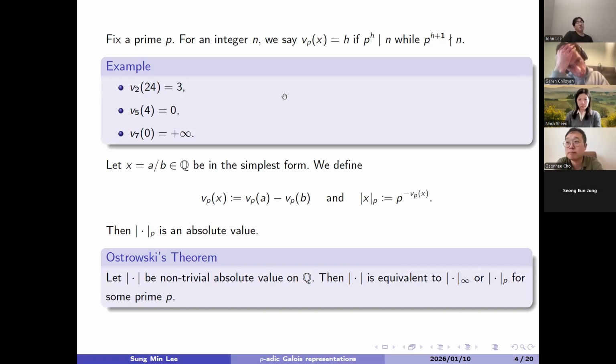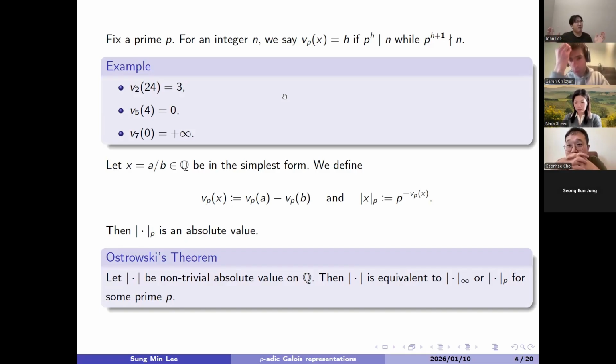For 0, we just define it to be positive infinity. Just naively thinking, 7 divides 0, 49 divides 0, any power of 7 divides 0, because 0 can be written as 7 to the n power times 0. So for any p-adic valuation, we just define 0 as positive infinity by convention.